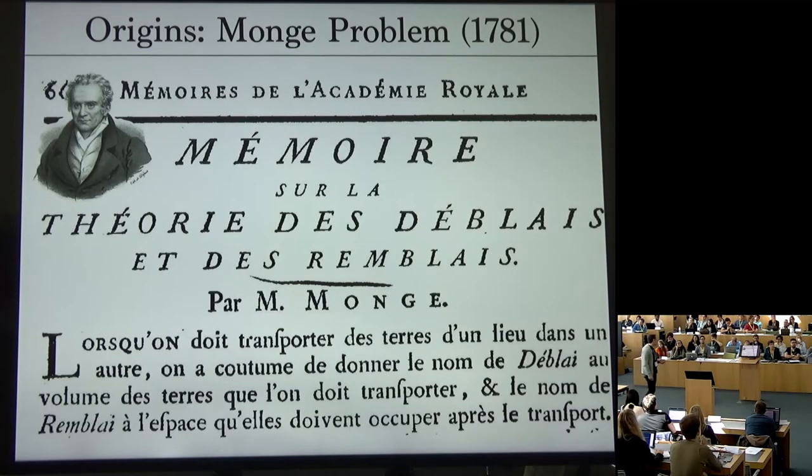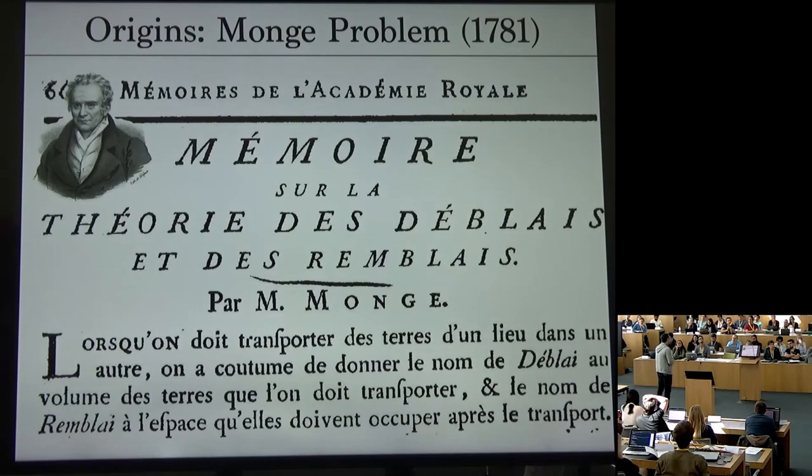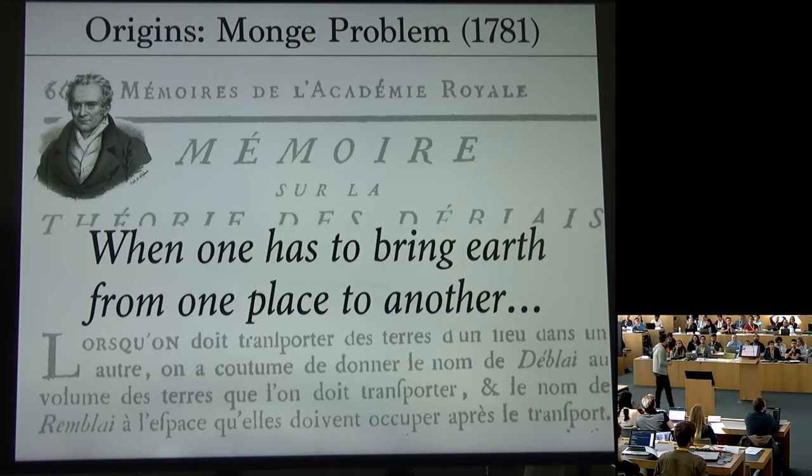Monge published a work in 1781 called Mémoire sur la théorie des déblais et des remblais. If you don't speak French, let me translate what this means. Basically, Monge asked himself how to be an efficient builder: how to build things efficiently, and at that time that meant essentially how to take sand or earth or stones from one place and put them in the configuration that you need, for instance, to build a wall, and to do this in an efficient way.